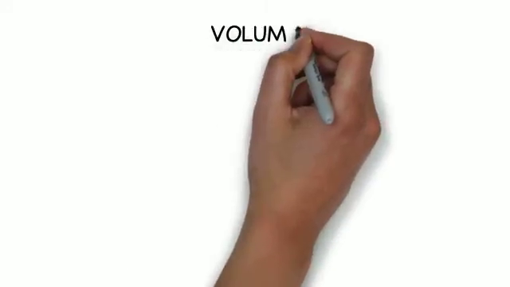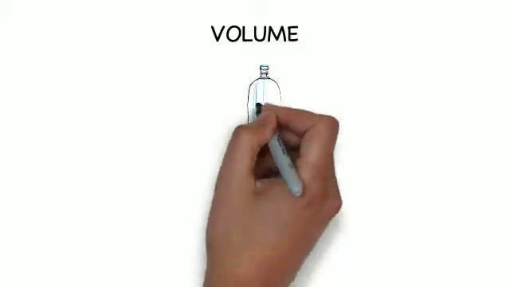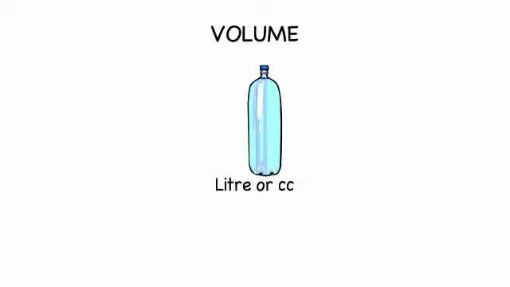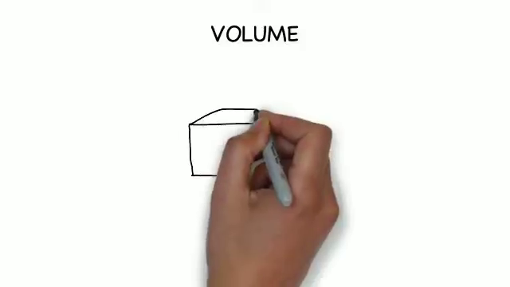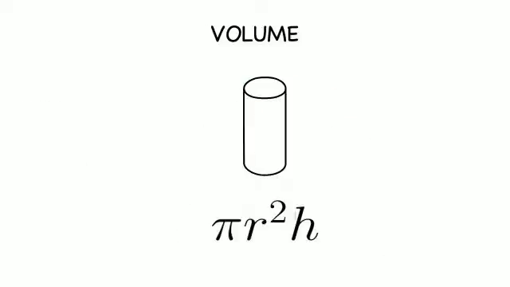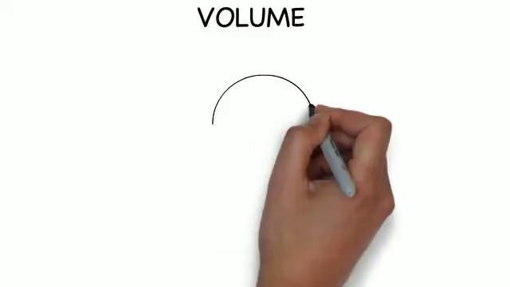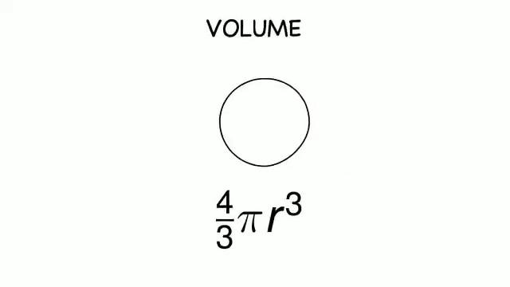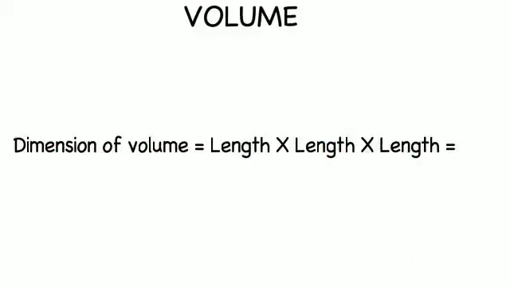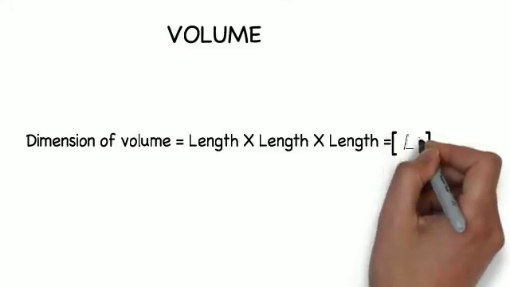Without any difficulty, we understand what 1 liter of water is. It refers to the volume of the bottle in which water is contained. Here the unit of volume is liter. It is also expressed as cc or centimeter cube. If it is a rectangular box, then the volume is length times breadth times height. If it is a cylinder, then it is pi r square h. If it is a sphere, then it is 4/3 pi r cube. Again, if you look carefully, in all of these cases dimensions are length times length times length, which is equal to L cube.